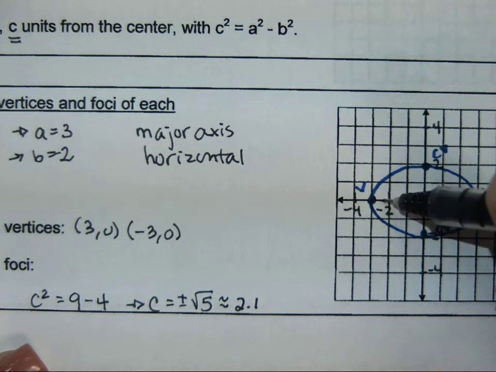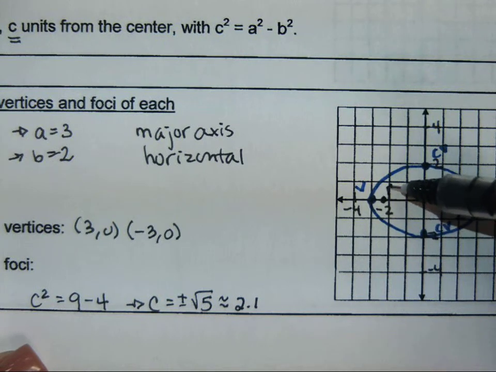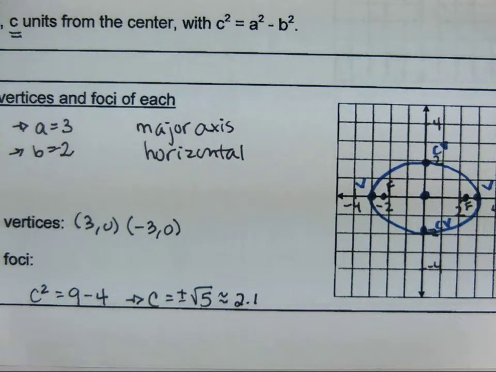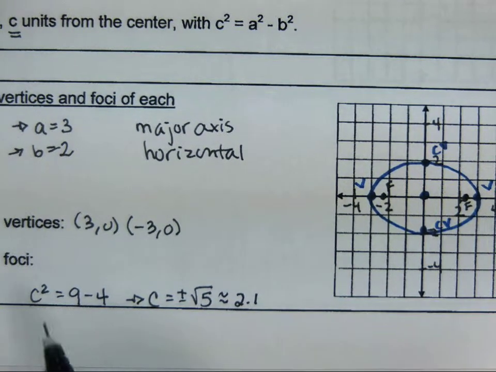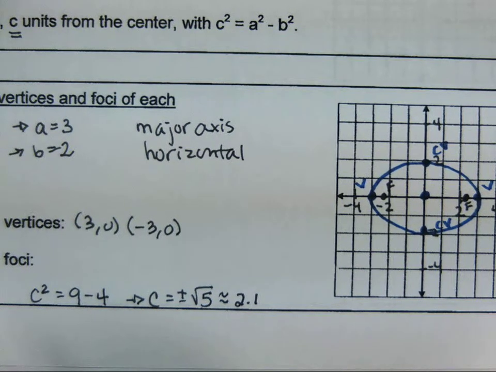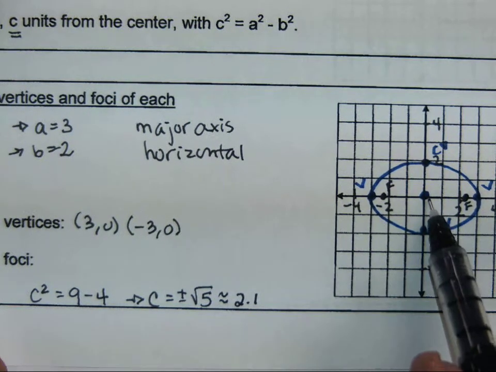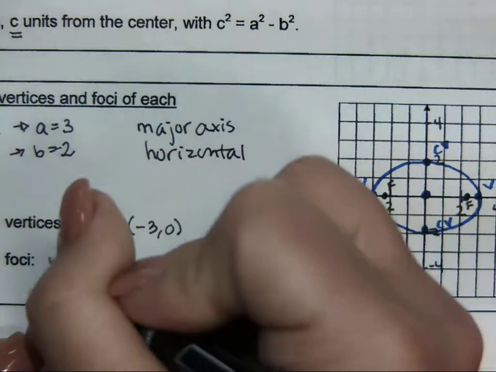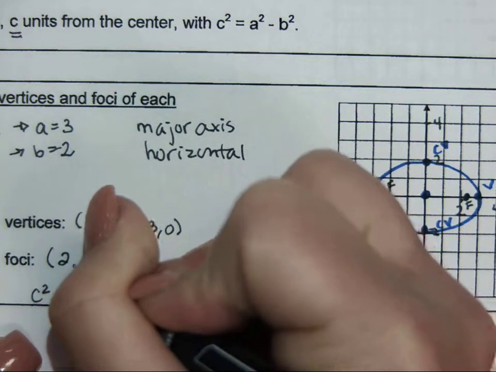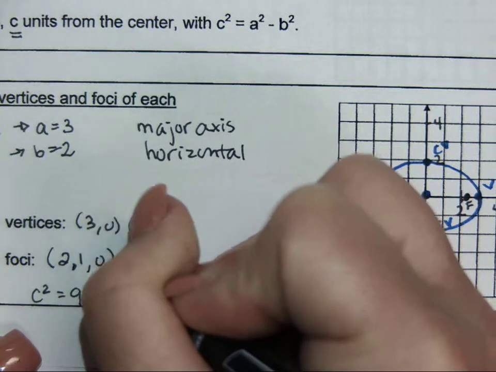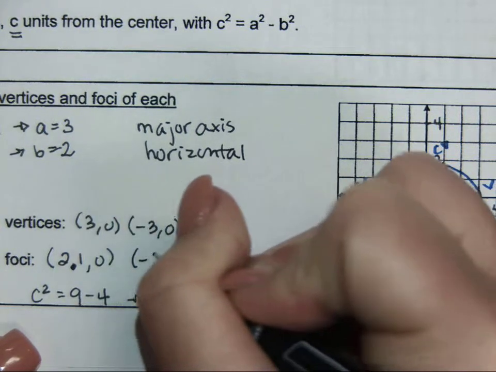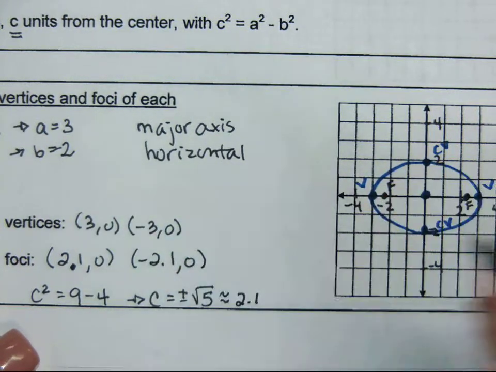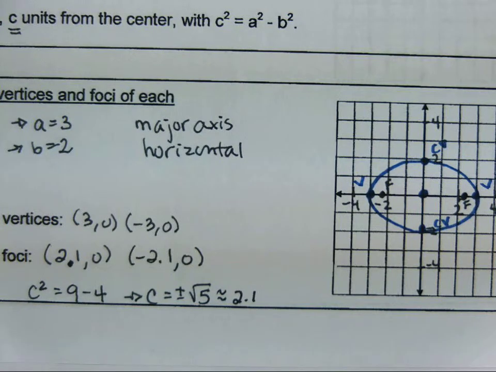2.1, that's going to be a foci. And what you need to realize too is that you need to write down what those coordinates are. If I'm starting from 0 and I add 2.1 units, I'm going to get 2.1 and 0 as one coordinate, and negative 2.1 and 0 as my other coordinate for my foci.